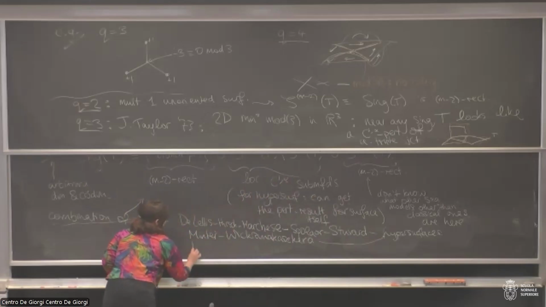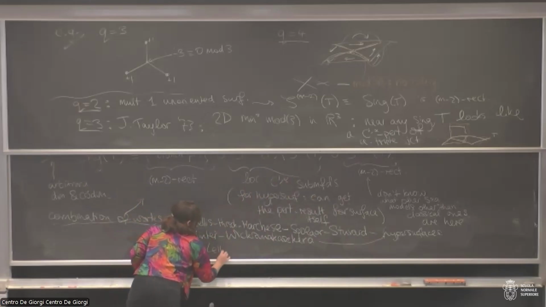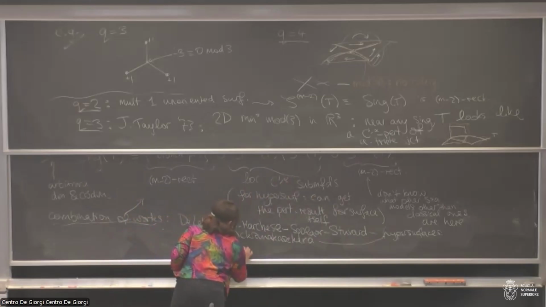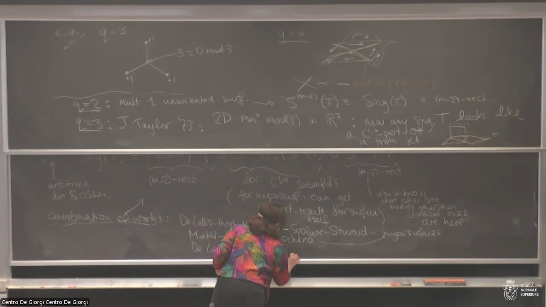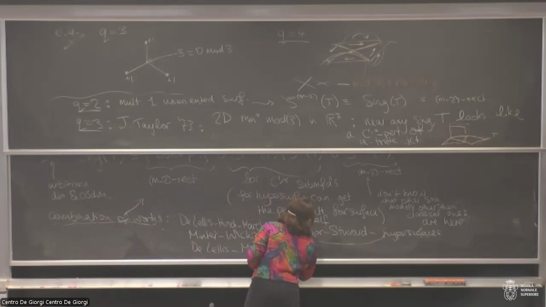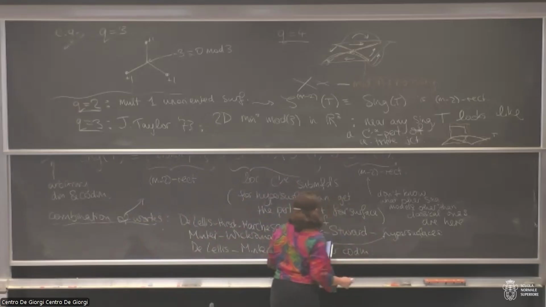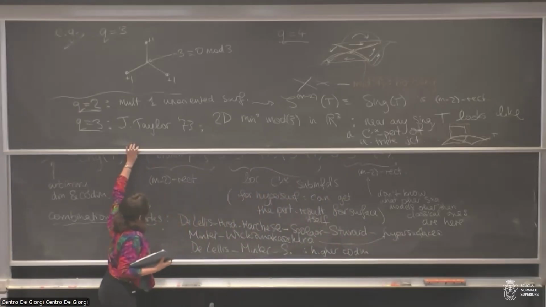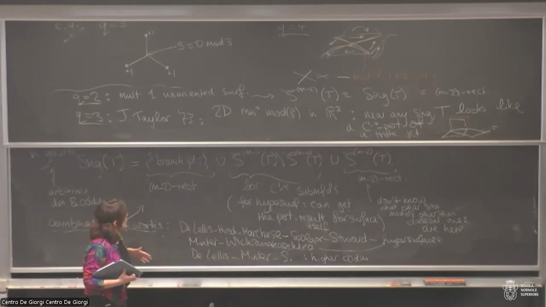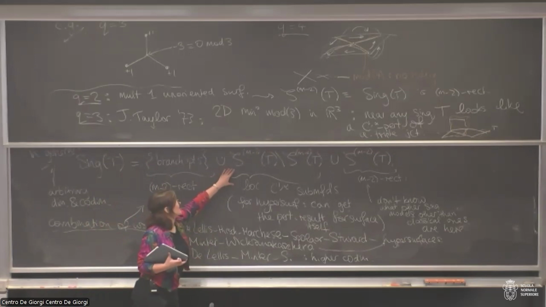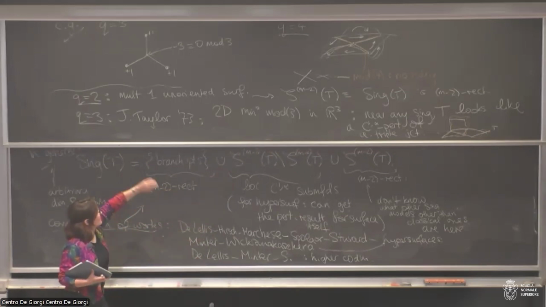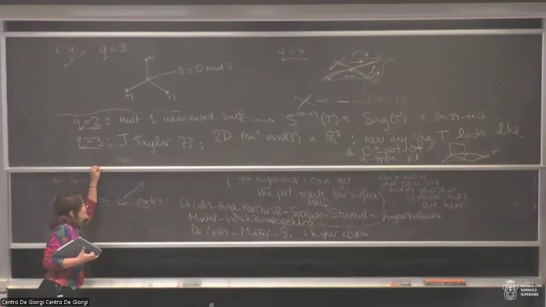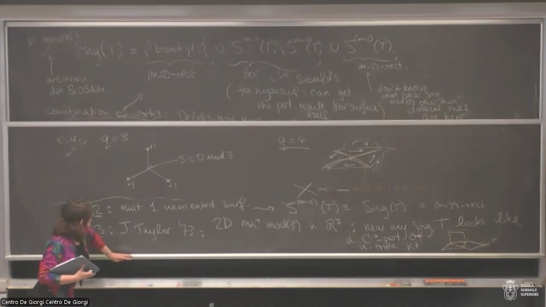And then together with Camille and Paul again, we do the higher codimension case. Okay, so yeah, but the takeaway should be that essentially the new piece that you get is exactly these codimension 1 singularities.